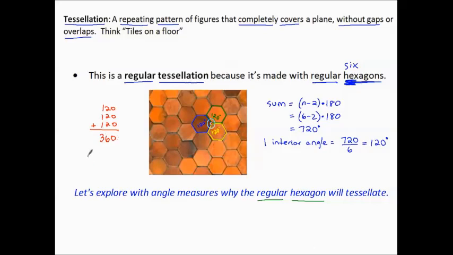Another way to think about that: is 360 divisible by the interior angle measure of the regular hexagon, 120? Well, if we do 360 divided by 120, we get 3. Not 3 point something or a fraction, but exactly 3. That means I can put 3 of those interior angle hexagon angles adjacent to each other without any overlaps or gaps. So I know it will tessellate. It comes out evenly when I divide it into 360, the degree measure for making a circle.